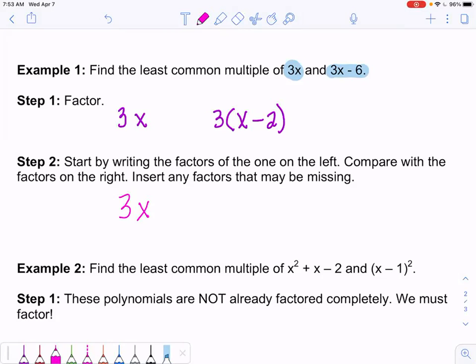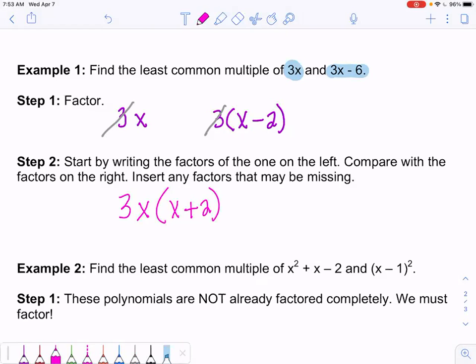Compare with the factors on the right. Insert any factors that may be missing. Well, the left has a 3 and the right has a 3. The left has an x, the right doesn't, but that's okay. But the right has an x minus 2. So that's the missing factor that needs to go along with my least common multiple.